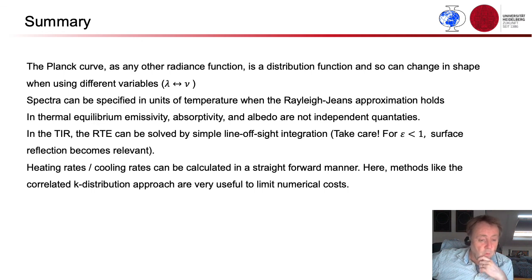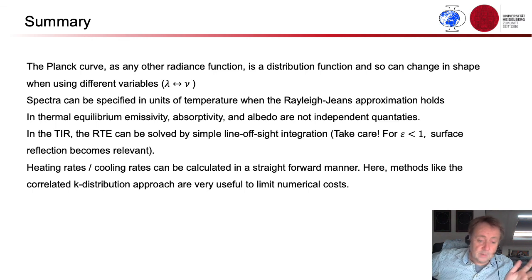That was Kirchhoff's law, and with that knowledge we then finally found a solution of the radiative transfer equation, which is nothing else than the line of sight integration, or the formal solution of the radiative transfer equation that we discussed relatively early in that course. But be careful, it is a simple line of sight integration, but when we have an emissivity which is not 1, then the surface reflects light, which means that at the surface you have to know the downward directed radiances to calculate, in the next step, the upward directed radiances.